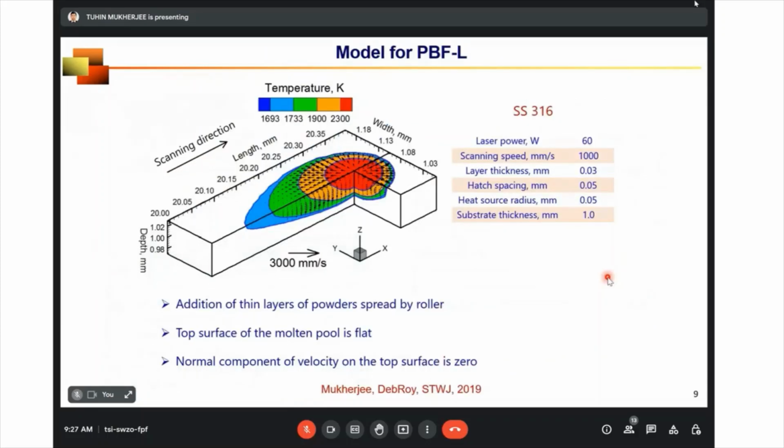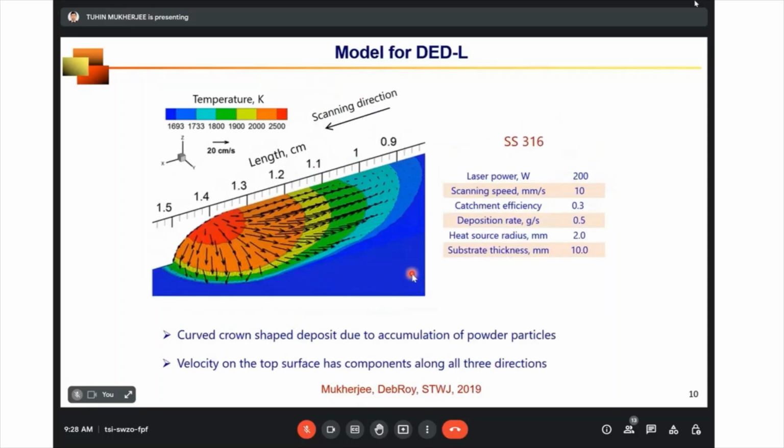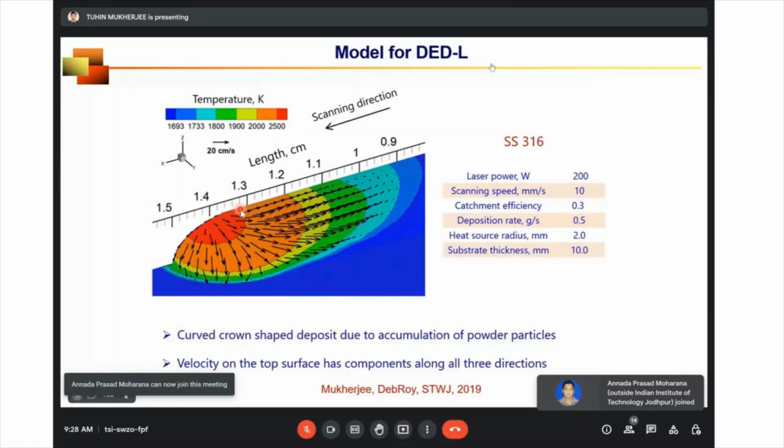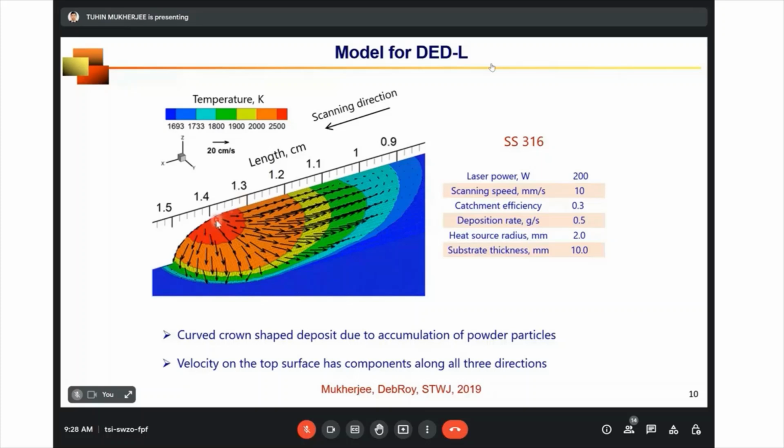So how does the molten pool look for powder bed fusion? In powder bed, you deposit a thin layer and the powders are spread using a roller. So the top surface is almost like a flat plane. And as I was mentioning previously, you can see the temperature field is stretched opposite to the scanning direction. But in contrast, if you go to DED, you can see the deposit is not flat on the top surface. Instead, it's curved. Why is that so? Because it is formed by accumulation of powders. And you can see the velocity field is also following the curved top surface of the deposit. So on the top surface, the velocity has all three components, x, y, and z.